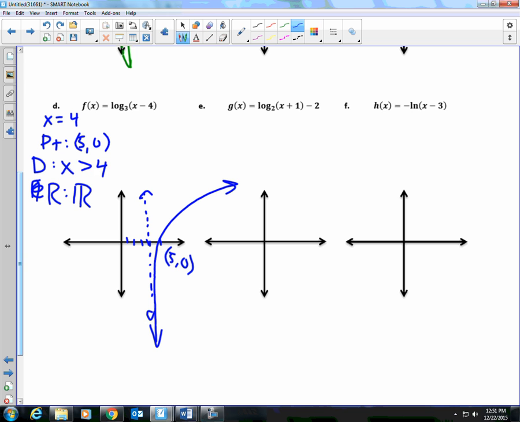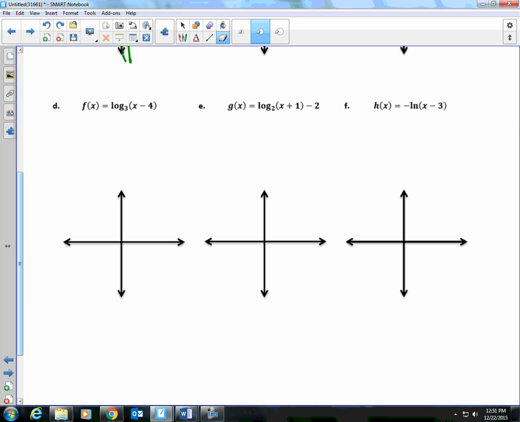Okay, you do E and F just like we did the previous ones. And when you're done and you're confident, put it up on the board. Doesn't matter if it's right or wrong. We will not make fun of you. And that will be the end of our lesson after we confirm that those two are correct.